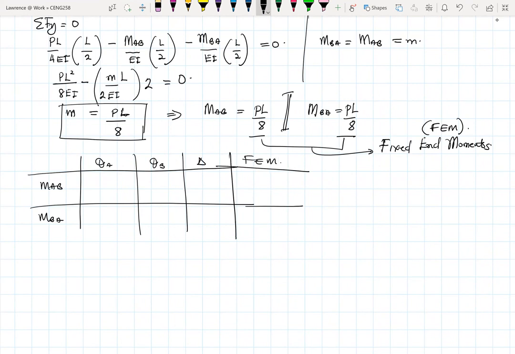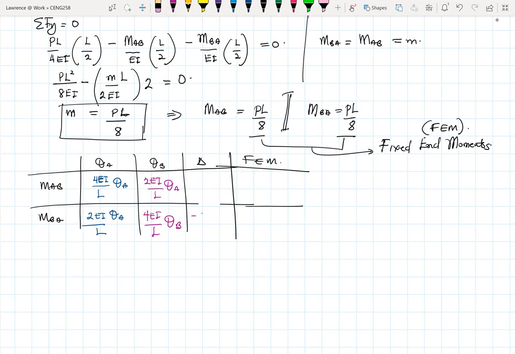If we take, for example, theta A, our MAB was 4EI over L theta A. Now, if you take theta B, our MAB was 2EI over L theta B. Then for the delta, the one we just did today, MAB is minus 6EI over L squared delta.